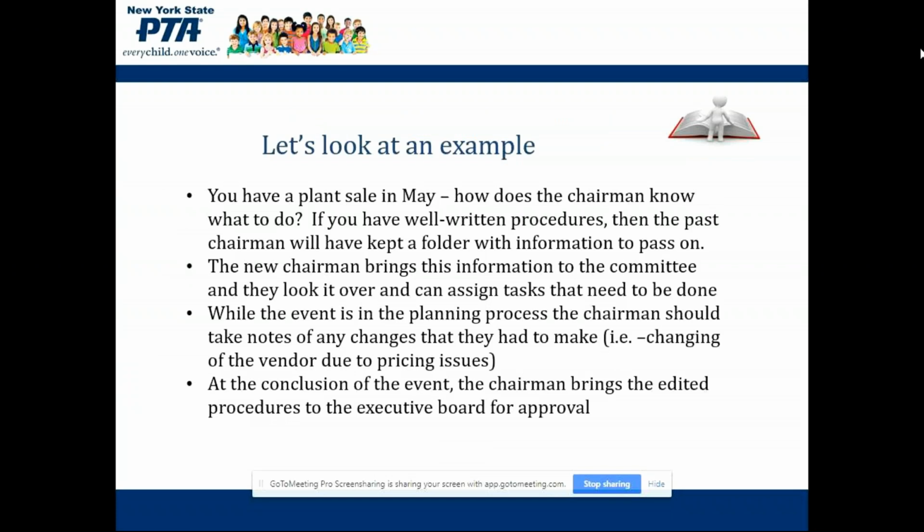So let's look at an example. You have a plant sale in May. How does the chairman know what to do? If you have well-written procedures, then the past chairman will have kept a folder with information to pass on, and that should be done anyway. So if you do that already, you've already started working on a procedures book. It's a good way to start, having your chairman write up what they do for their event.